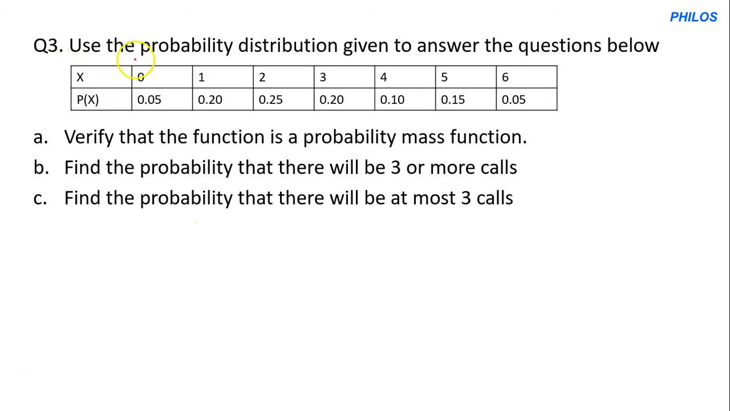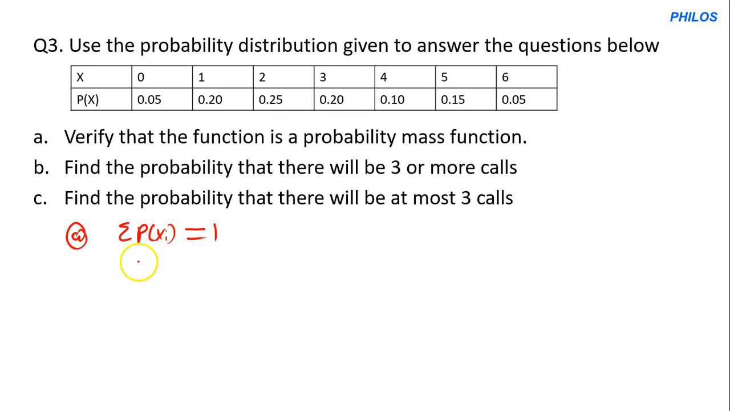Question 3 says, use the probability distribution given to answer the questions below. So we have this probability distribution, and A says, verify that the function is a probability mass function. So A, to verify that a function is a probability mass function, it means that the sum of the probabilities, from the first to the last, must be equal to 1. It is a must that it should be 1. So let's verify if this is equal to 1. If it is, then it is a probability mass function.